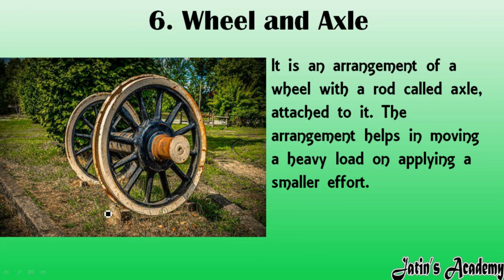Then arrangement of simple machine. Next, number six we are going to study, that is wheel and axle. So wheel and axle is an arrangement of wheel. Actually here in wheel and axle, first we are having a wheel. This wheel is attached to one fixed support that is known as axle. This is a wheel, and this fixed support in between, as you might be watching, is an axle. The arrangement helps in moving a heavy load.